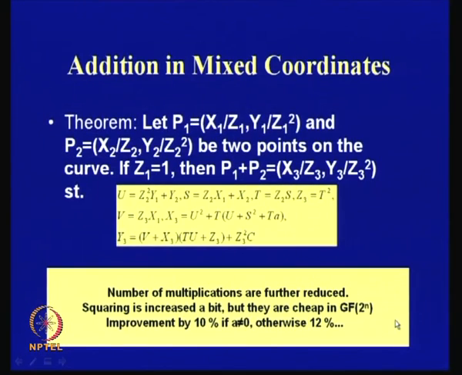Right. So, I will not go into this, but there are some approaches which say that you keep one of the points in projective coordinates and keep the other point in affine coordinates. That is called mixed coordinate systems. These are some equations which are derived, which you can check offline, but the main thing to be pointed out here is that the number of multiplications are further reduced, squaring is increased a bit, but they are cheap in GF 2 power n. There is a 10% improvement if a is not equal to 0, and if a is 0, then there is a 12% improvement. So, mixed coordinate systems are at times more efficient than even the projective coordinate systems.